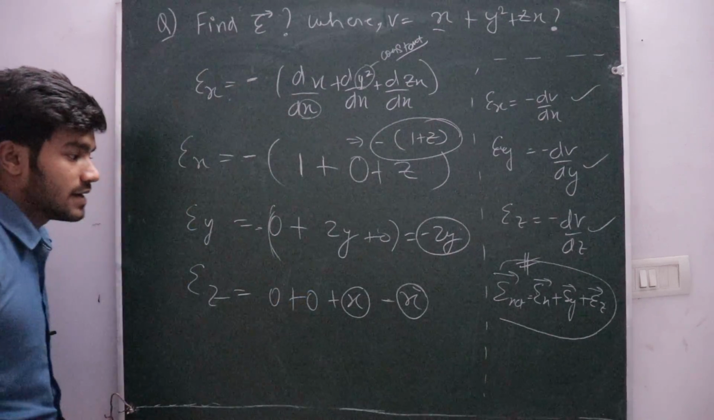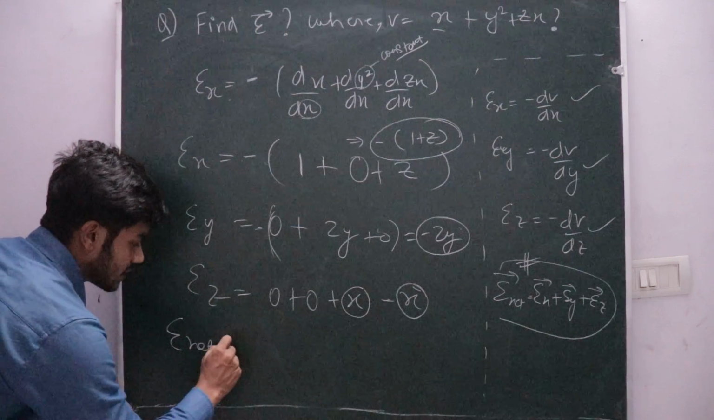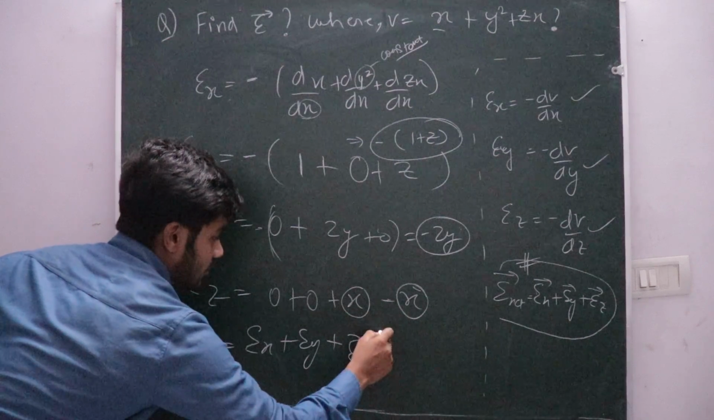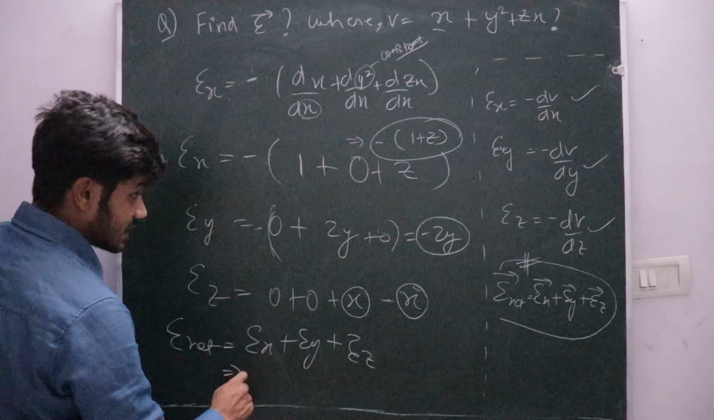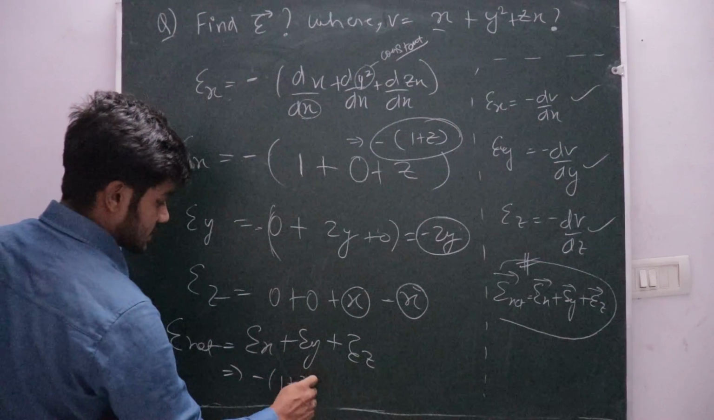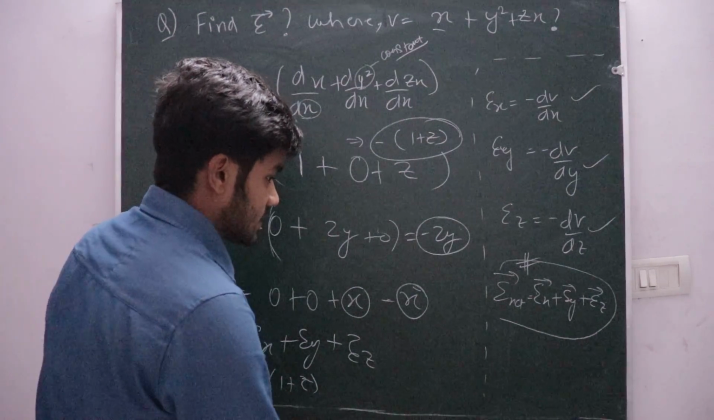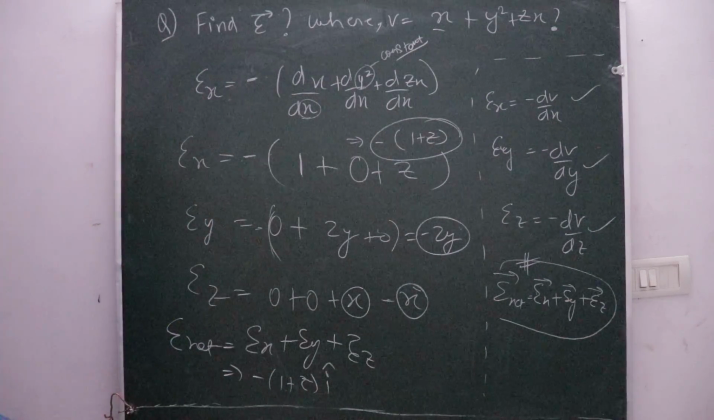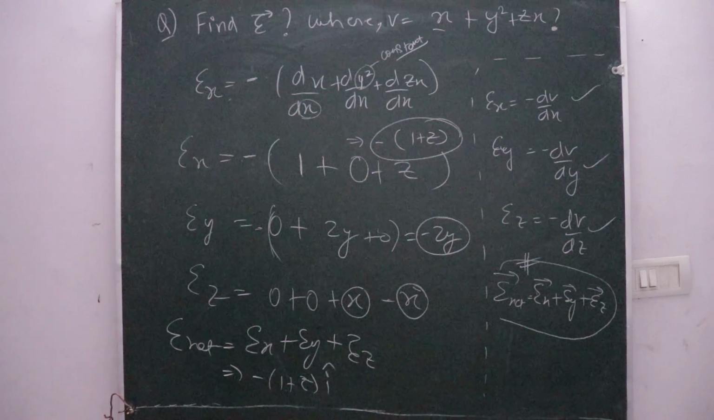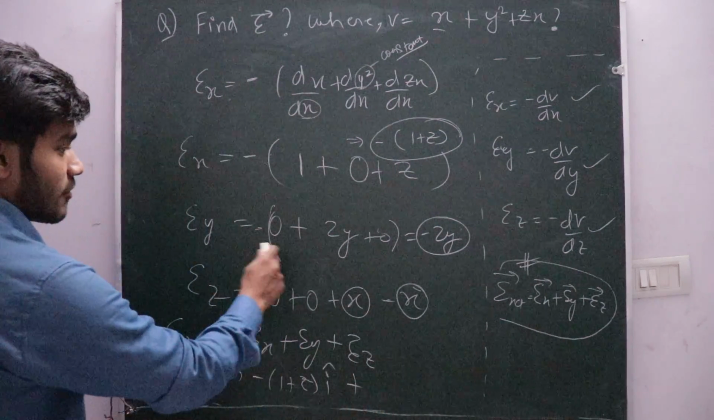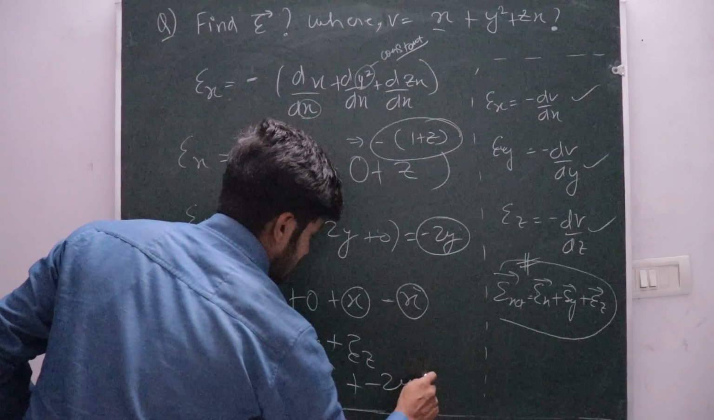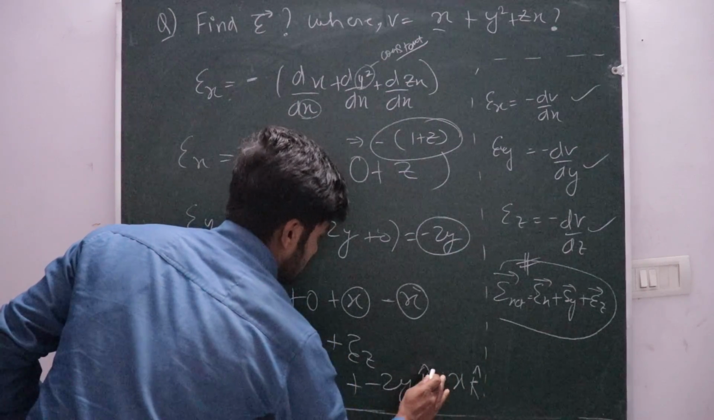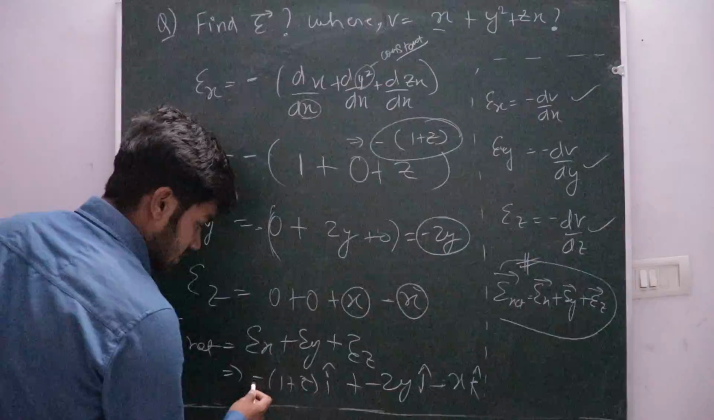Now for the net electric field, I need to add the x component, y component and z component of the electric field, and the answer will be minus 1 plus z times i cap, because the x component will be in the x-axis direction. Next will be minus 2y j cap plus, sorry, minus x k cap. So this is the answer.